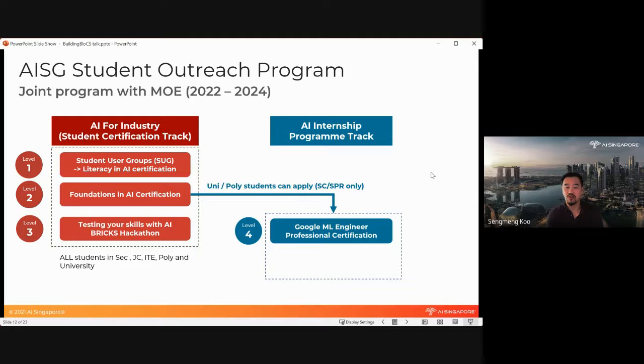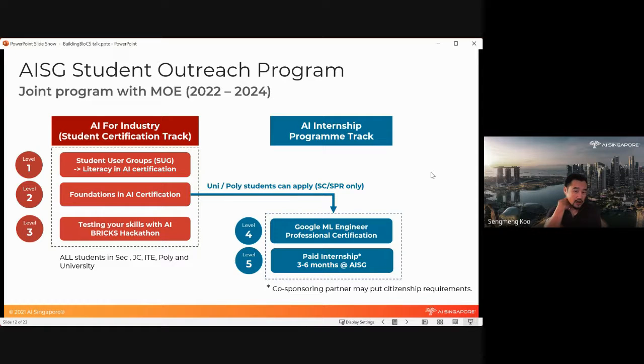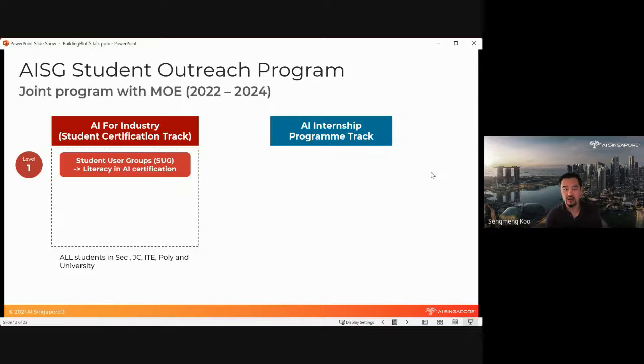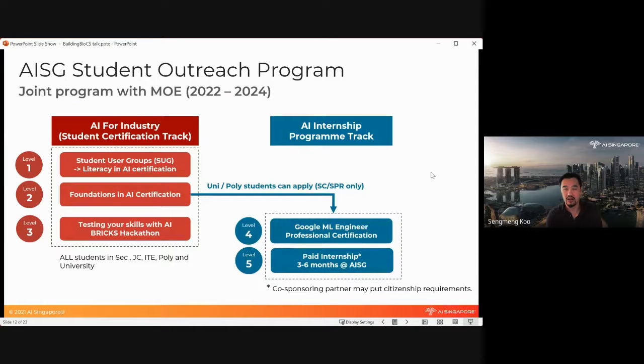Right? Now, the reason why Uni and Poly can apply only for the blue track is because of the paid internship. So for those who have obtained level 2 and level 4 cert, they can then apply and be interviewed for paid internship with AI Singapore, working alongside the adult AI apprentice and our own AI engineers. Right? They actually will be paid between 1,500 to 2,000, and these are sponsored by companies.